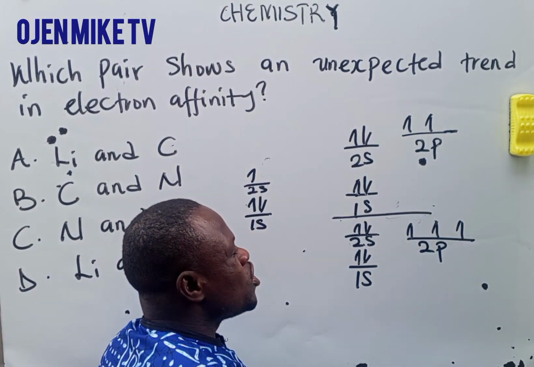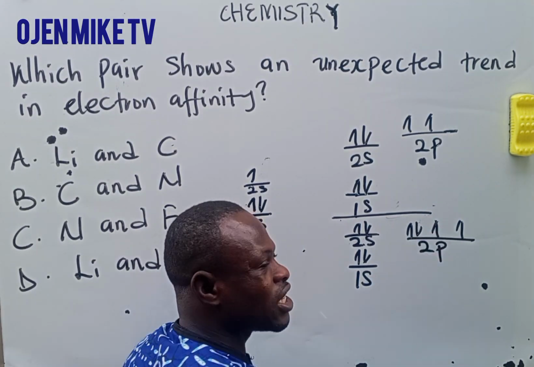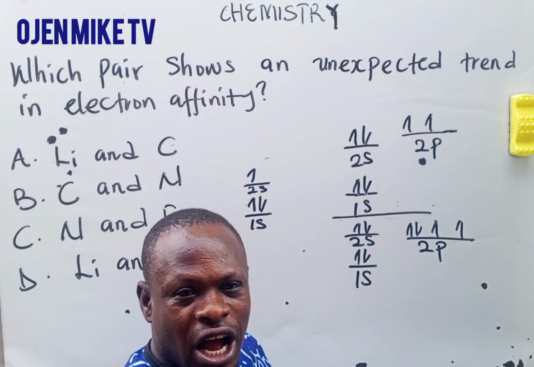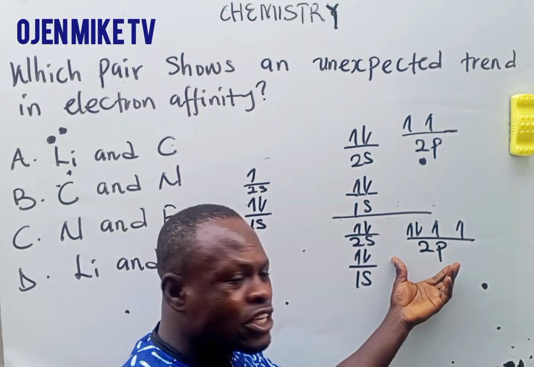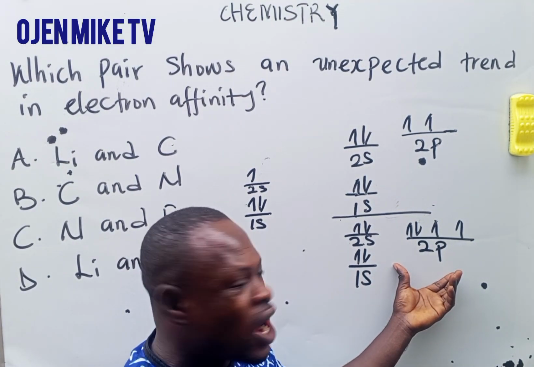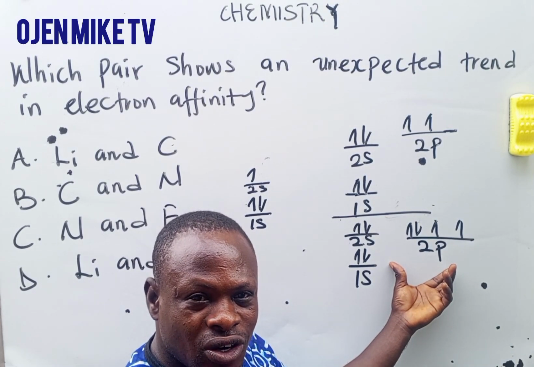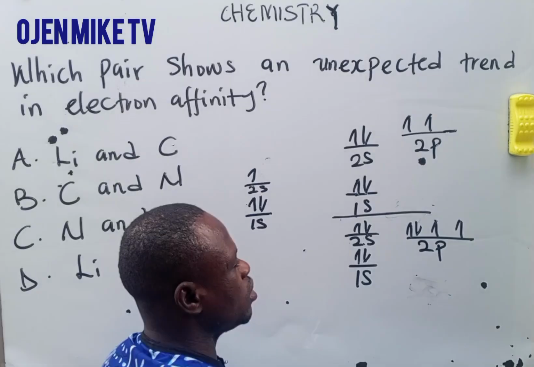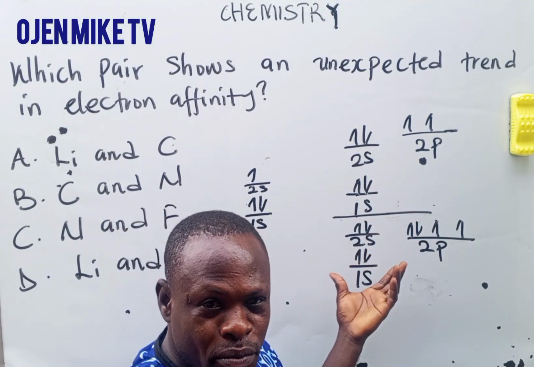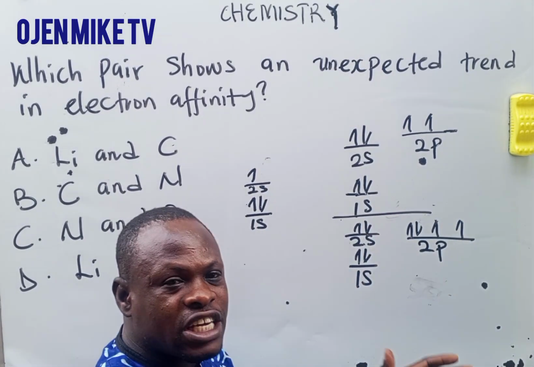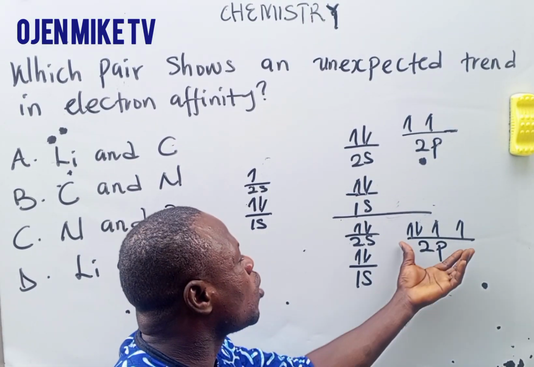On the other hand, we have nitrogen. Nitrogen here, the next electron you are going to add, you are going to pair with this one, according to Hund's rule. Therefore, nitrogen will tend to have electron repulsion. There will be electron repulsion. Do you get that? That is why nitrogen would rather be endothermic than exothermic. Therefore, instead of increasing across the period, it will decrease.